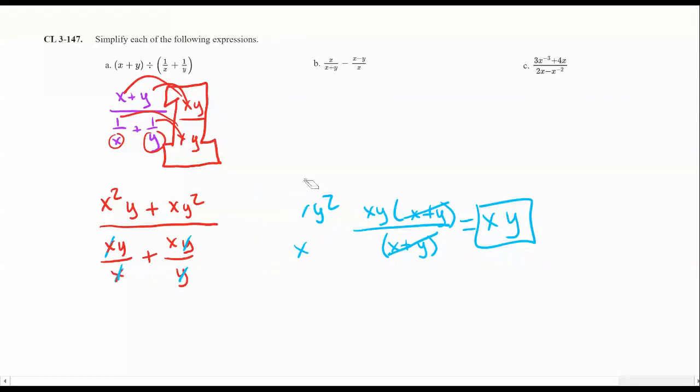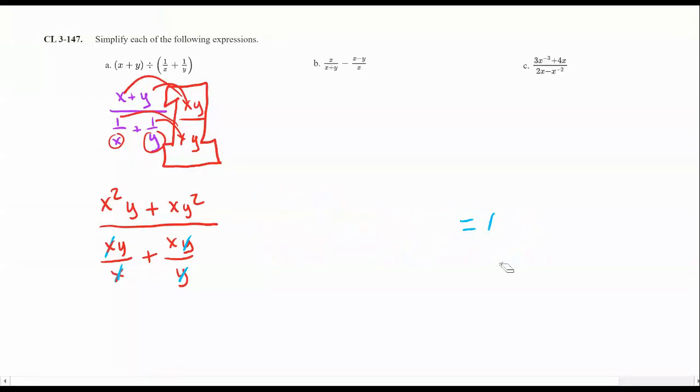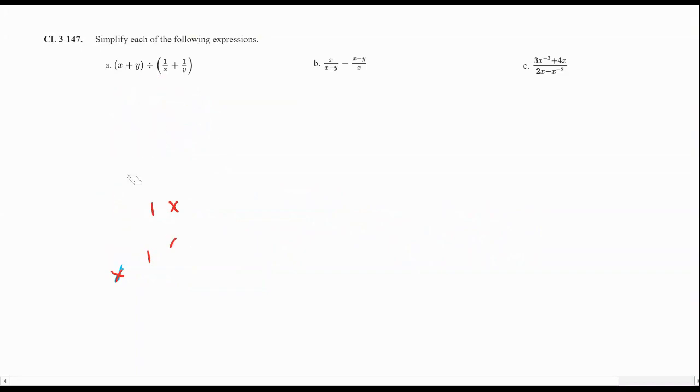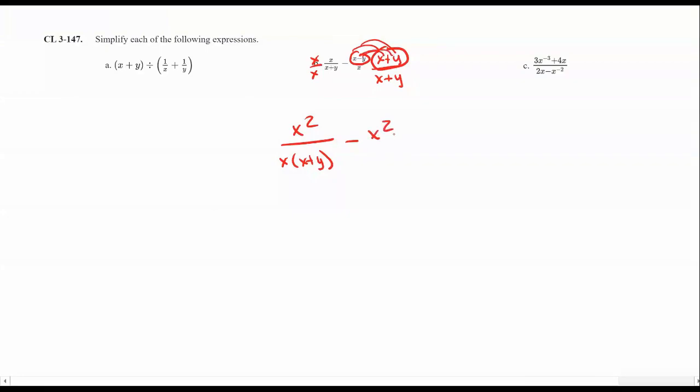Okay, for the second one, since we're subtracting, we need to have a common denominator. And to get a common denominator, we need to multiply by a giant 1. So on the left side here, I'm going to go ahead and multiply by x over x. On the right side, I'm going to multiply by x plus y over x plus y. So my top is going to become x squared, minus x plus y times something. Then when I multiply these two numerators, if you were to put it in a box or use FOIL, what you would end up getting is x squared minus y squared.